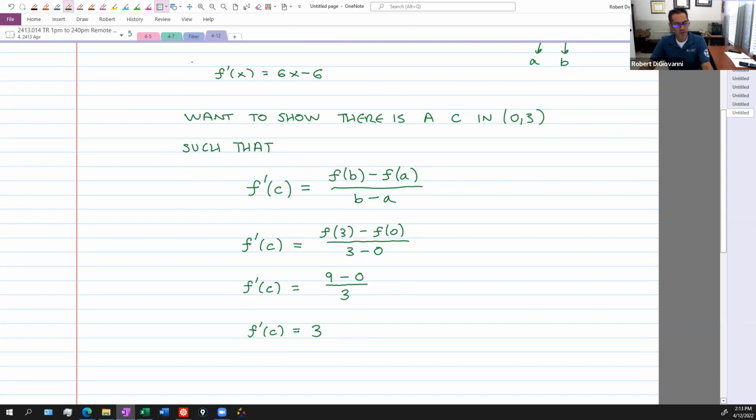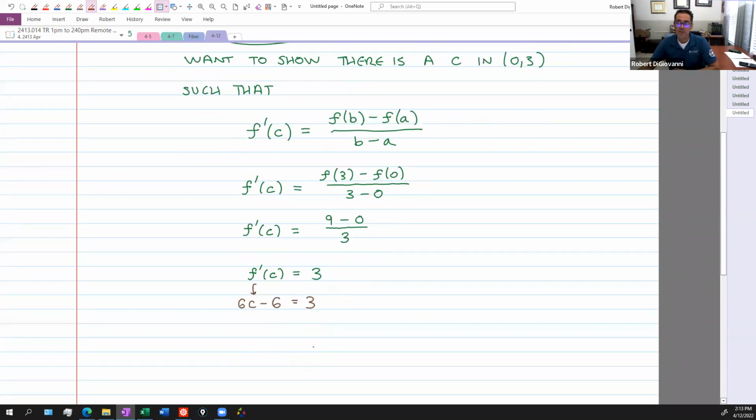Okay, but what was the derivative? This was the derivative, right? Up here, that's what the derivative is. So I'm going to take that derivative up there, 6x minus 6, but I'm going to replace the x with c. 6c minus 6 must equal 3. And now solve for c.